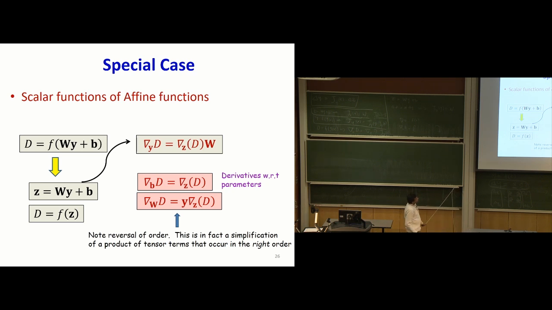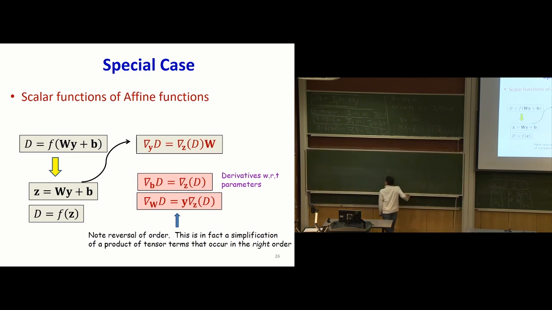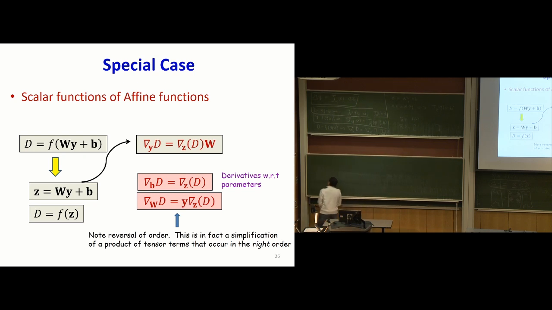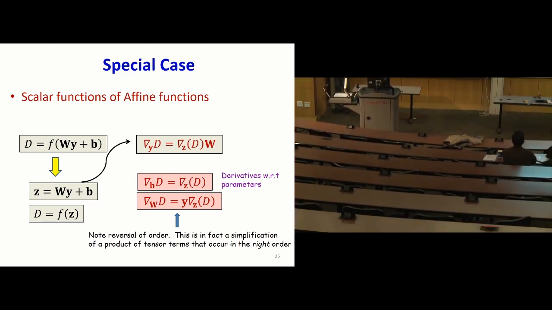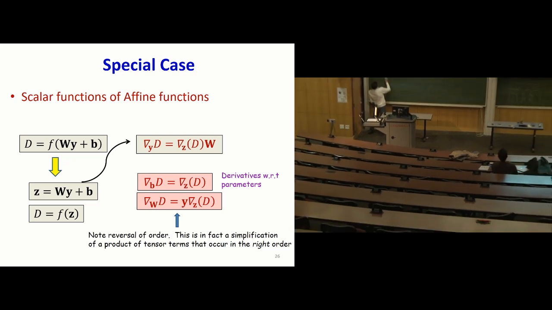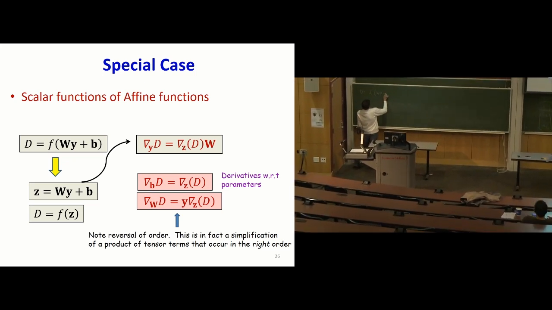And then here are the final two rules. What is the derivative of this divergence with respect to y? And this is slightly non-obvious, but then if I have some function f of w times y plus b.